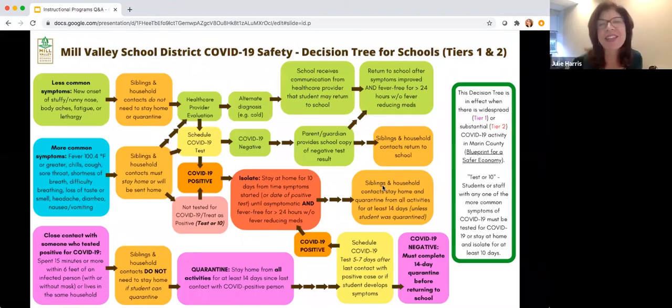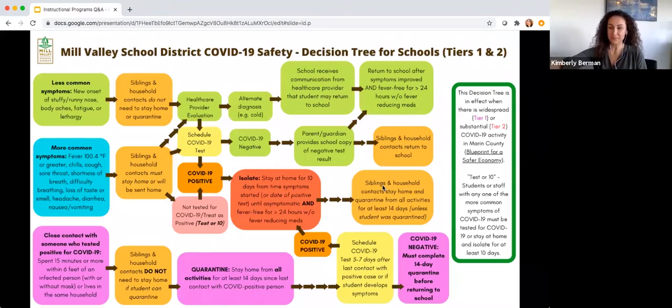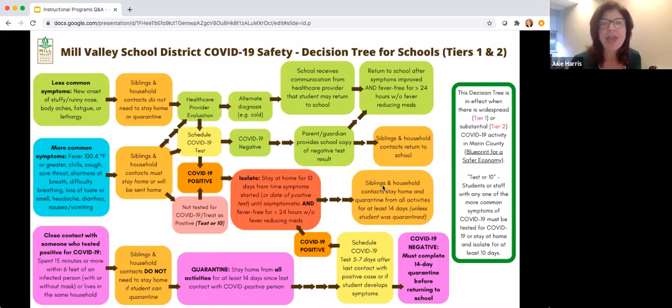Hi, everyone. Good evening. Thanks for being here with us. We're happy to share our current information with you and to answer your questions this evening. This decision tree was put out with the guidance of the Marin Health and Human Services Department. It can be used for schools, but it's very helpful for parents as well, and it will be coming out in our newsletter this week. I'll just take you through it real quickly.